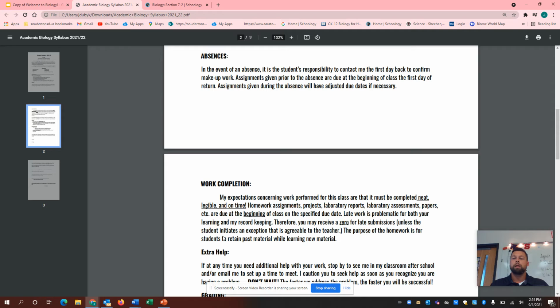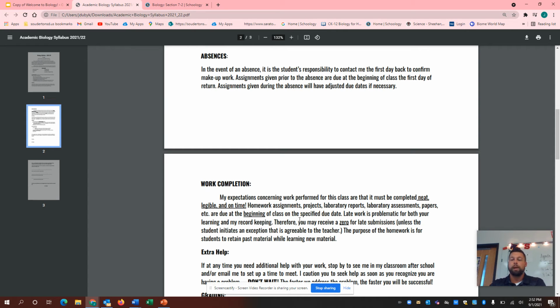Attention to detail is also something that I look for in their short responses and in their essays. The Keystone exam does have some short response questions and open-ended questions. So we really in biology here work on providing a conclusion, supporting that conclusion with data and evidence, and then backing that up with detail. So that is my work completion section.